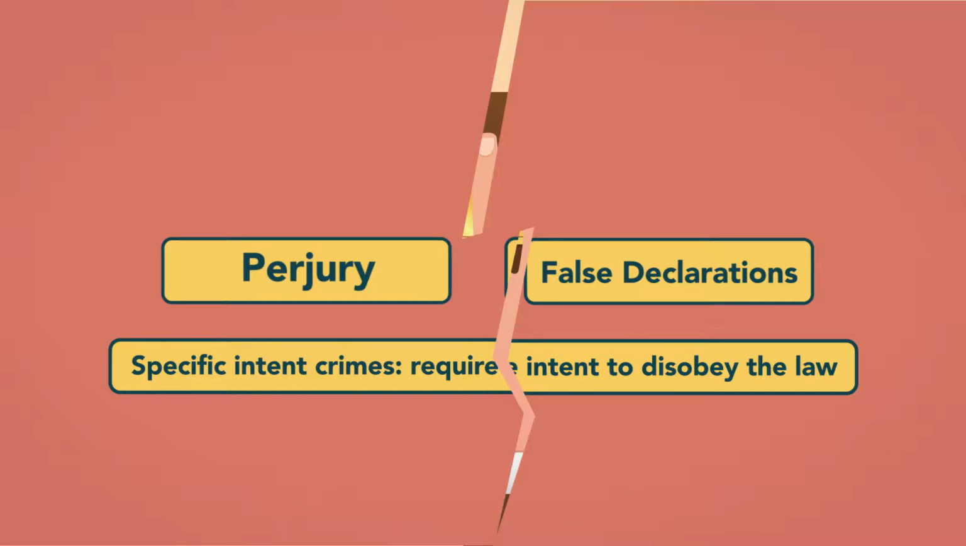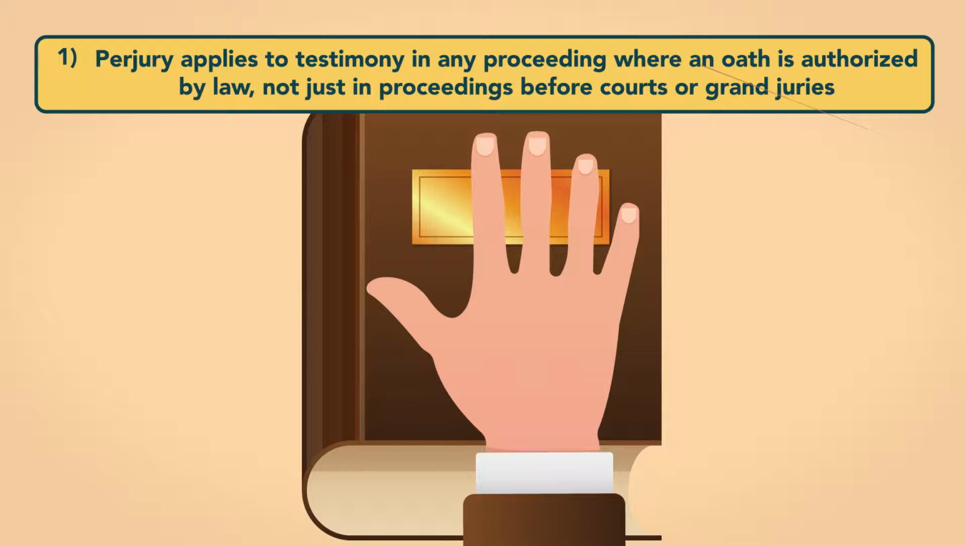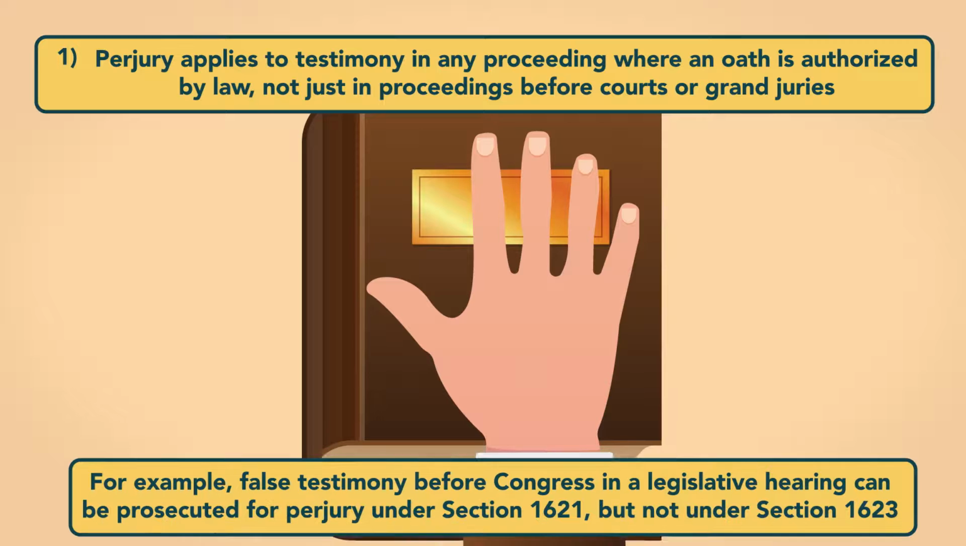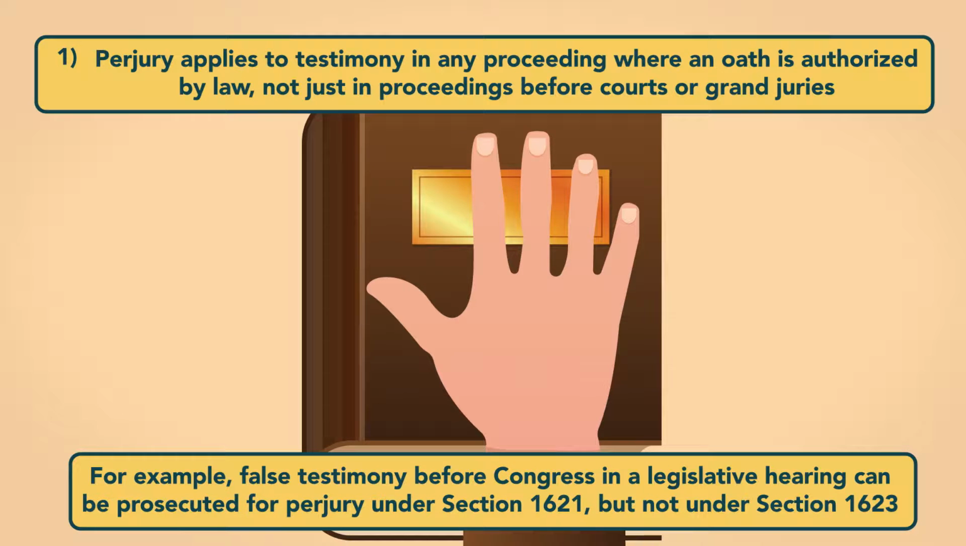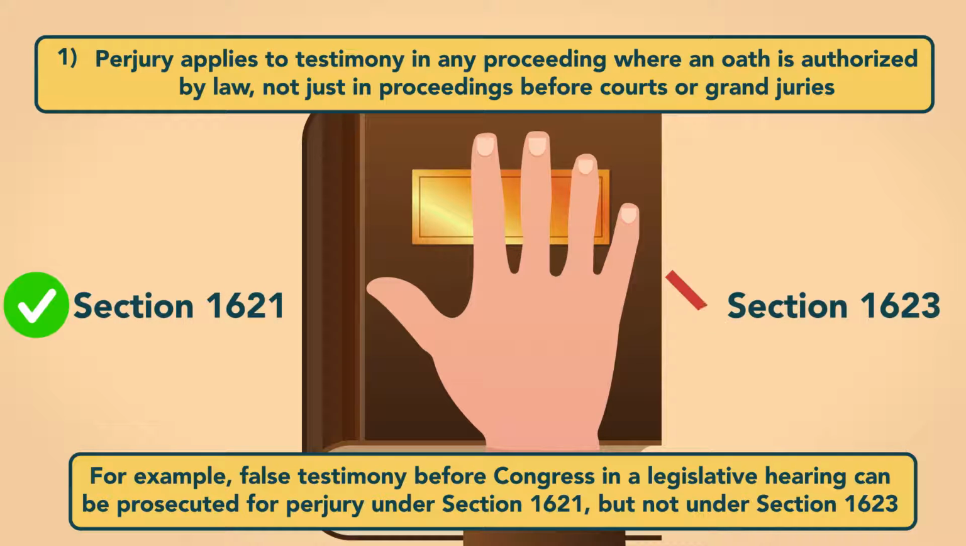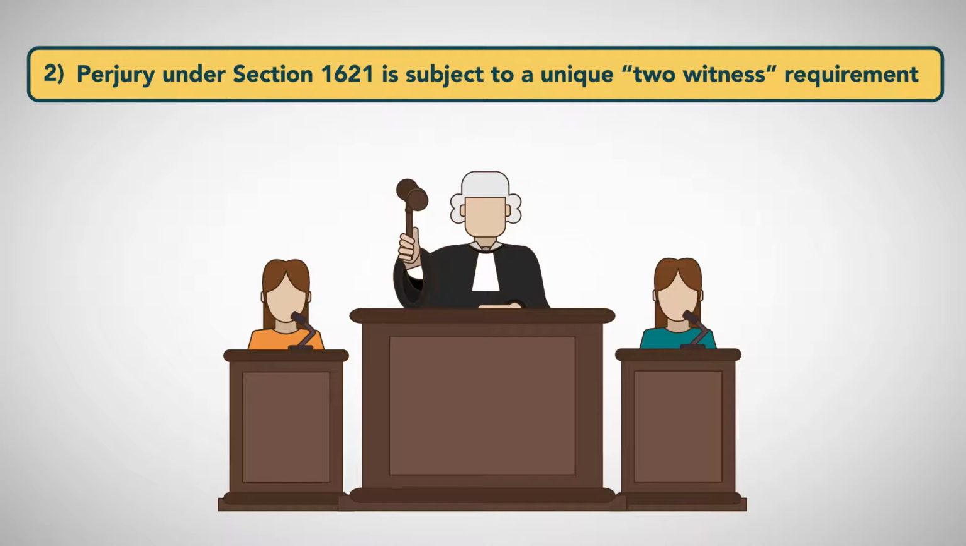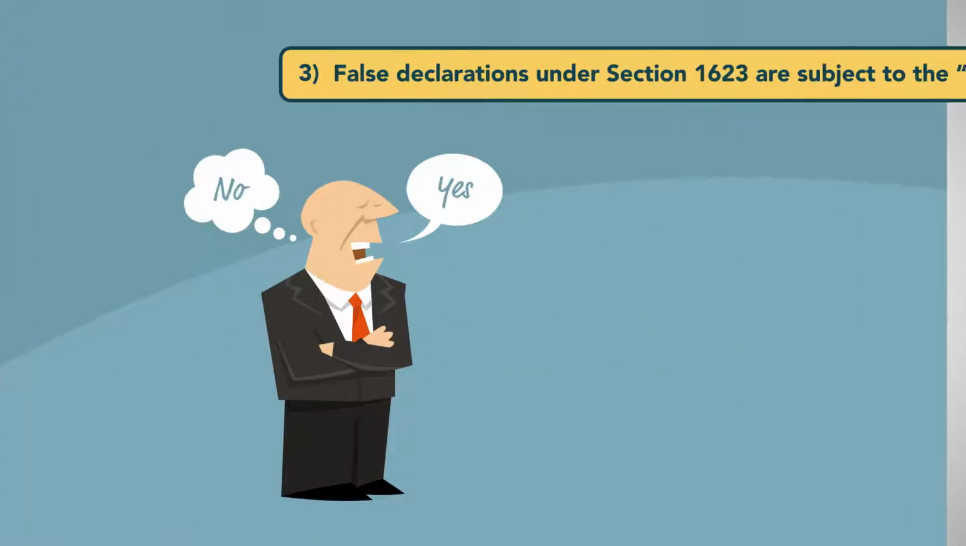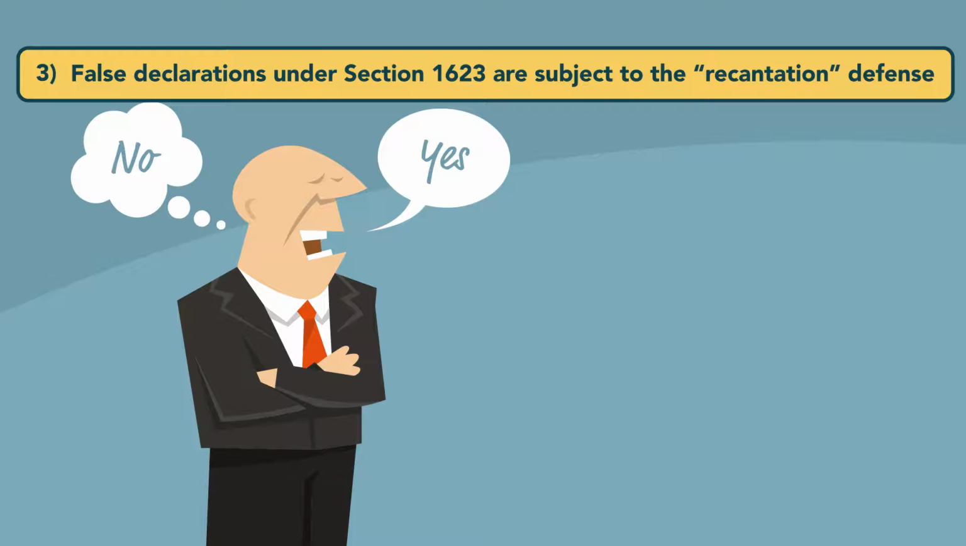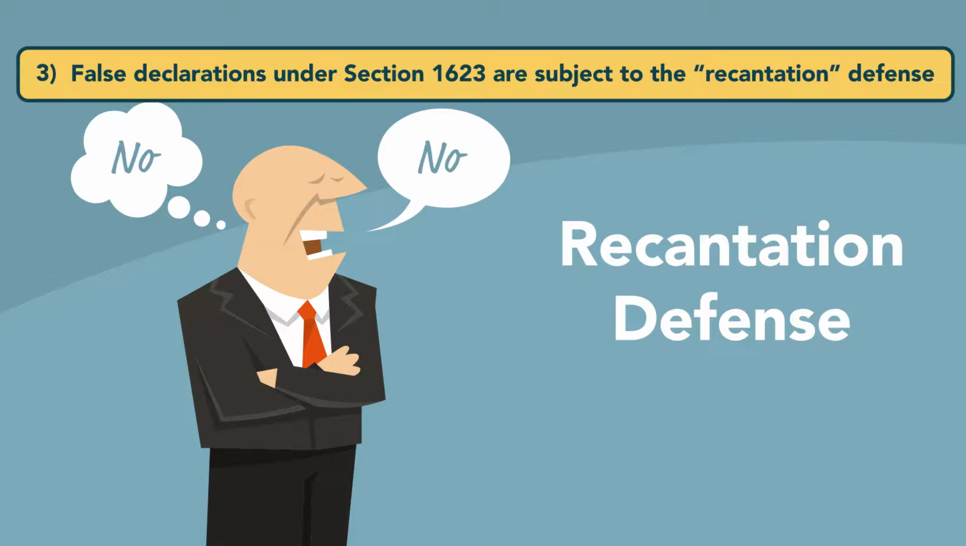Distinctions between perjury and false declarations include: 1. Perjury applies to testimony in any proceeding, where an oath is authorized by law, not just in proceedings before courts or grand juries. For example, false testimony before Congress in a legislative hearing can be prosecuted for perjury under 1621, but not under 1623. 2. Perjury under Section 1621 is subject to a unique two-witness requirement, which we'll discuss shortly. And 3. False declarations under 1623 are subject to the recantation defense, which we'll also discuss a bit later.